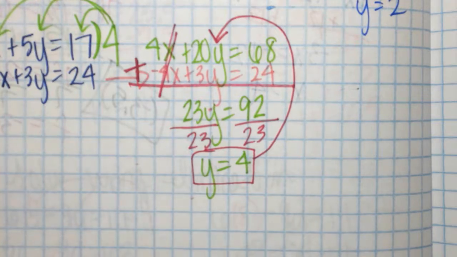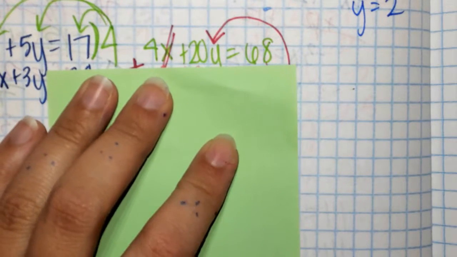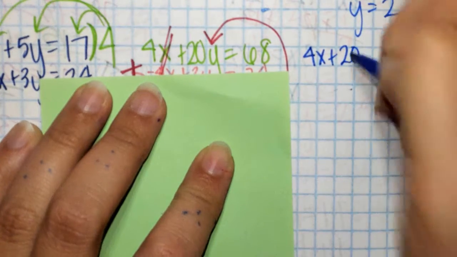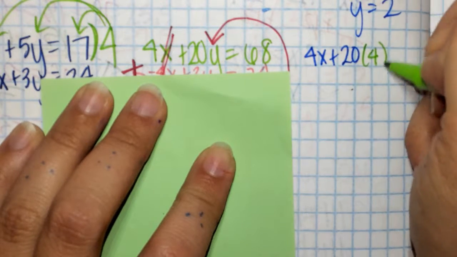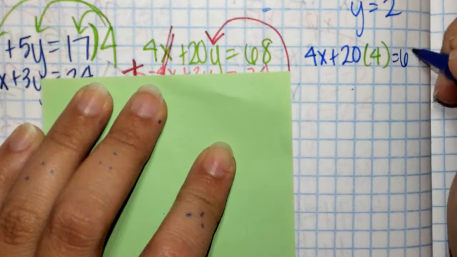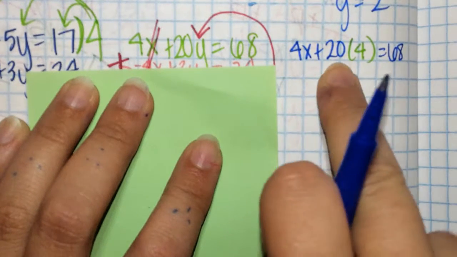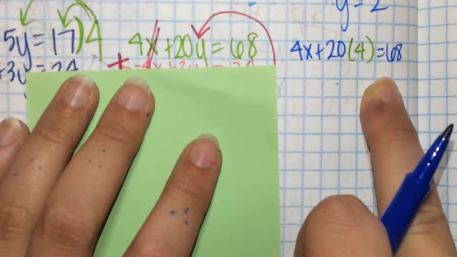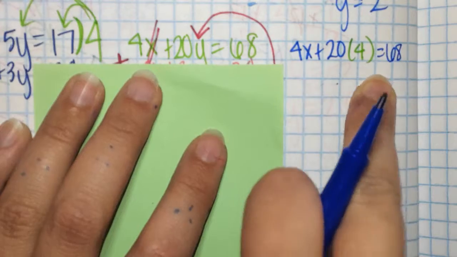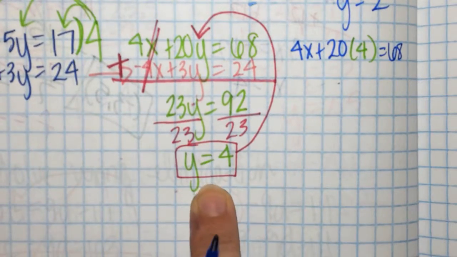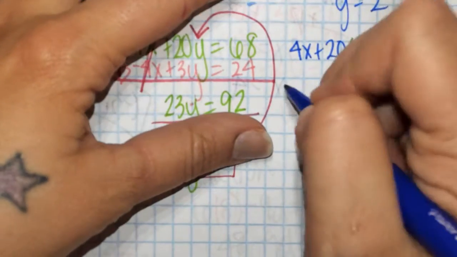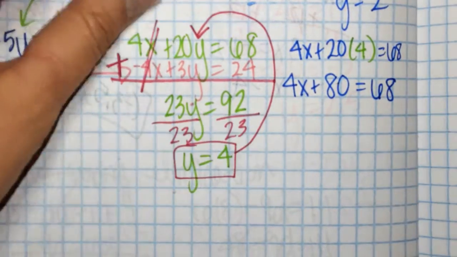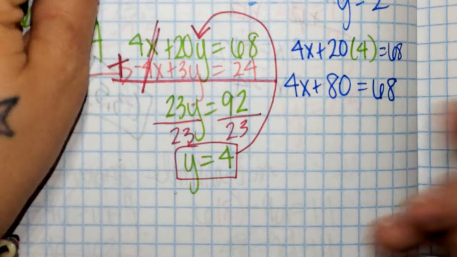All right, and I'm going to cover everything up except that equation. And what am I going to write? Four x plus 20 times 4 equals 68. Do we agree or disagree? Because we replaced our y with 4, and that's what y equals. All right, now what's 20 times 4? Now what do I do?